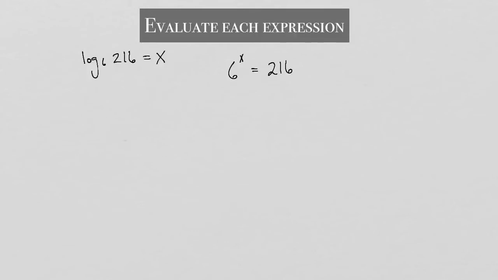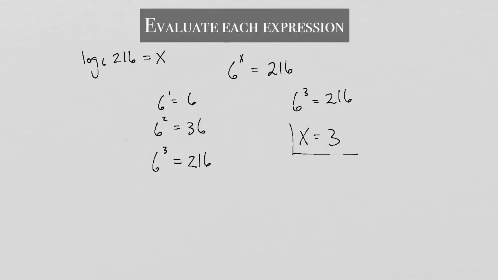So we're going to say, okay, 6 to the first power, that equals 6. 6 squared equals 36. 6 cubed, that's 36 times 6. That's 216. So we see that 6 cubed equals 216. And 6 to the x equals 216. Therefore, x must equal 3. Okay, so what that's saying is log base 6, 216 equals 3.